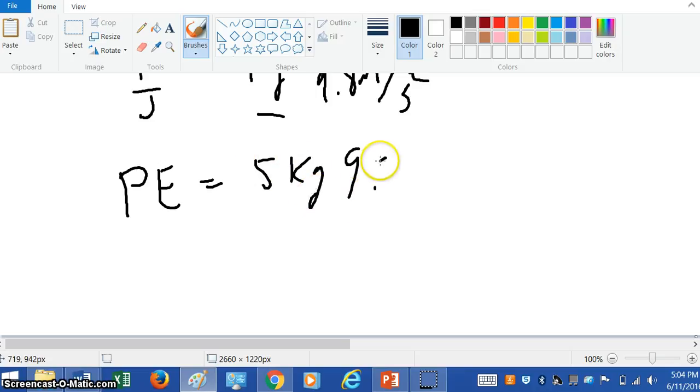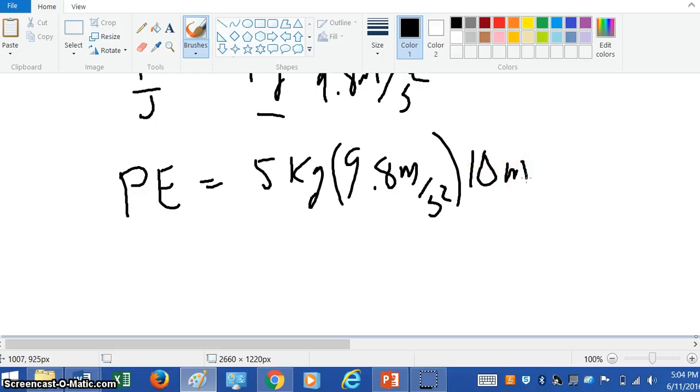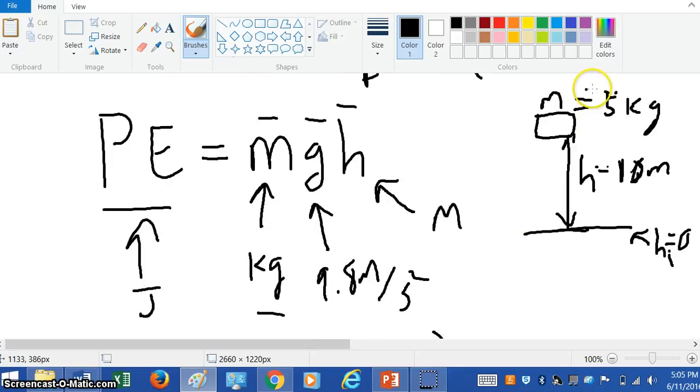times 9.8 meters per second squared times, what was the height again? Oh yeah, 10 meters. Alright, and so I'll do that in my calculator real quick. So 5 times 9.8 times 10, I get 490. So 490 is the potential energy. And of course the units are joules. Alright, so that's the potential energy of this object right here that is 10 meters above the floor.